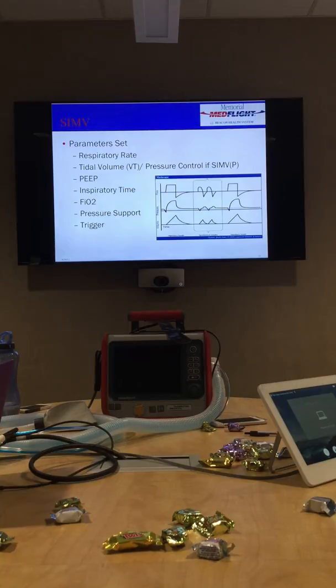So let's say you have a tidal volume of 400 set, and for those 12 breaths, they're going to get that 400, but they're breathing 16 times. Those other 4 breaths, they might only get 300 mLs or whatever they pull. So in this one, we're going to set our respiratory rate, so kind of your backup rate, your tidal volume or pressure, depending on which one you want to use, PEEP, I time, FiO2, pressure support, and then your trigger. And we're going to get a little bit more into what each of those mean.